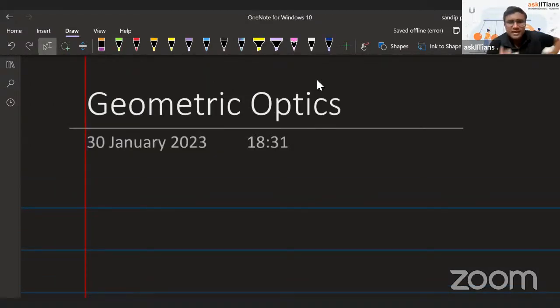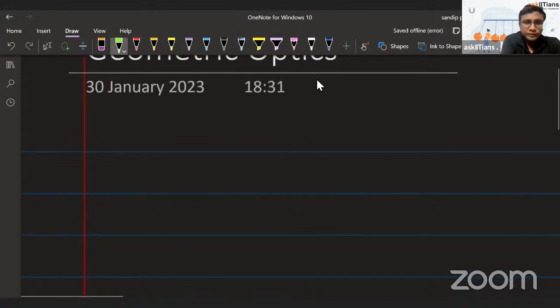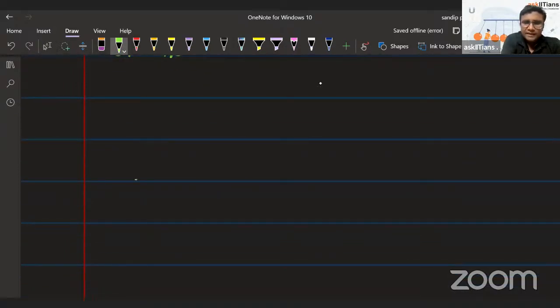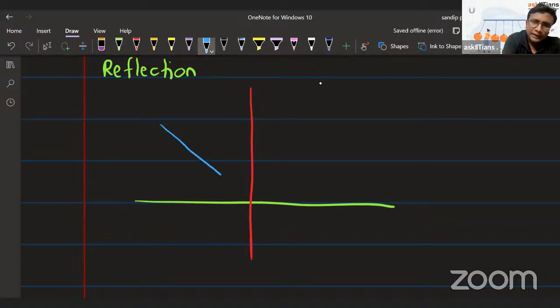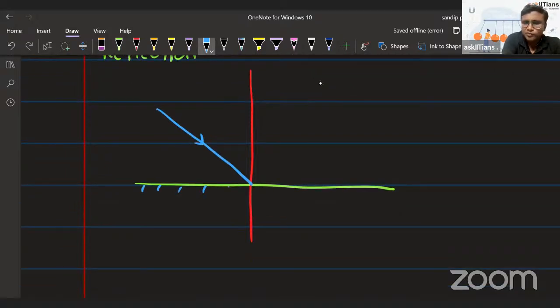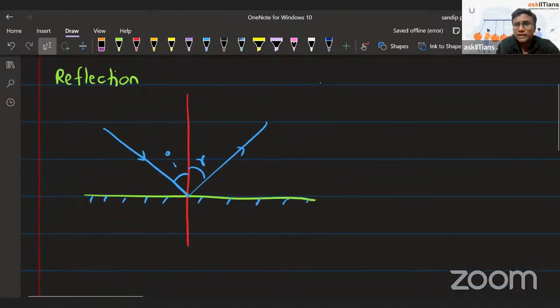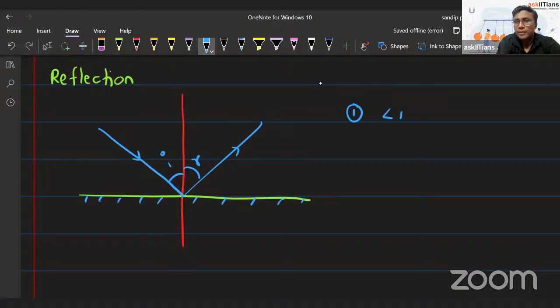Okay. So the first thing is very simple, that is reflection. When we say reflection, we know that when the incident light falls on a reflecting surface like a mirror, this angle we call angle I, or angle of incidence. When it reflects back, we call that angle R. So the basic two laws of reflection to remember: the angle of incidence is equal to the angle of reflection.